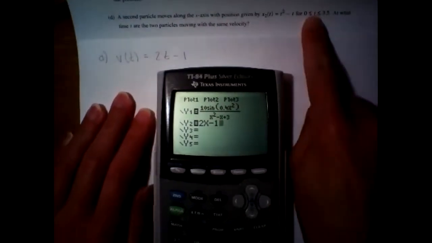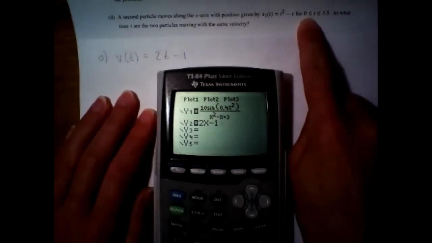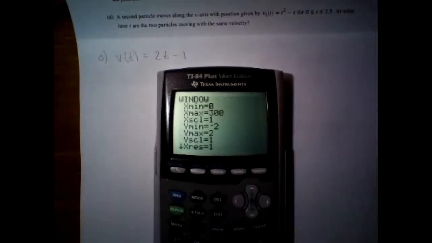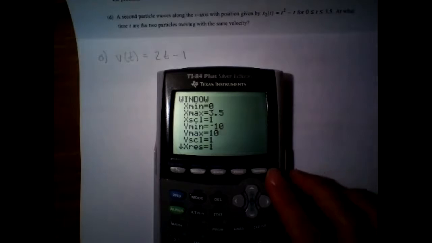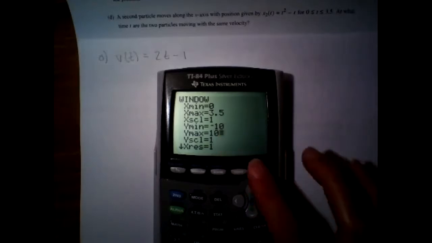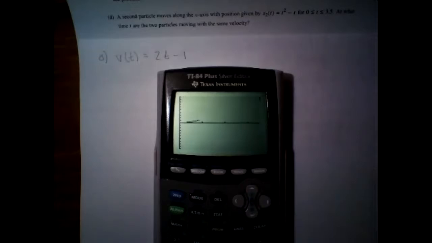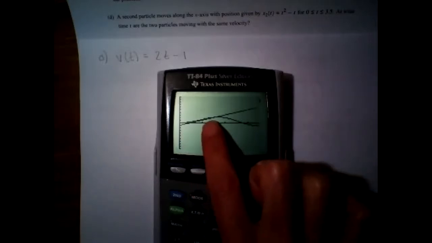The window that they gave us is 0 to 3.5. So I'm going to make my window 0 to 3.5. I'm going to make the y negative 10 to 10. I actually don't know what they need to be here. I don't really have any indication of what it might need to be. So I just made it standard. We can always change it to something else. But we're just looking for where these intersect. All right, so they intersect somewhere in there.